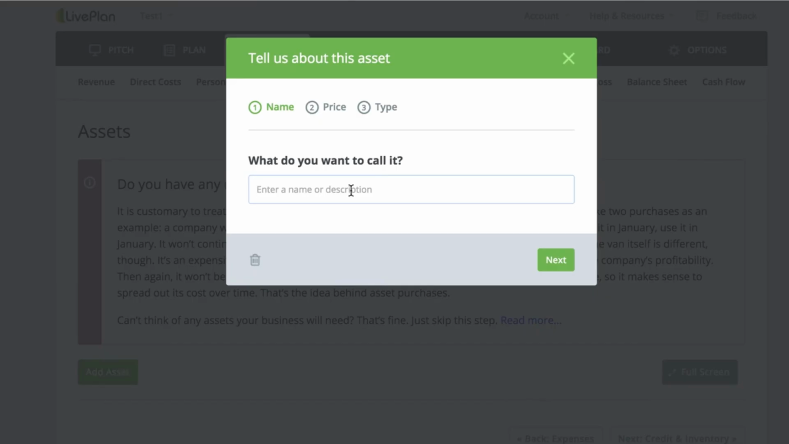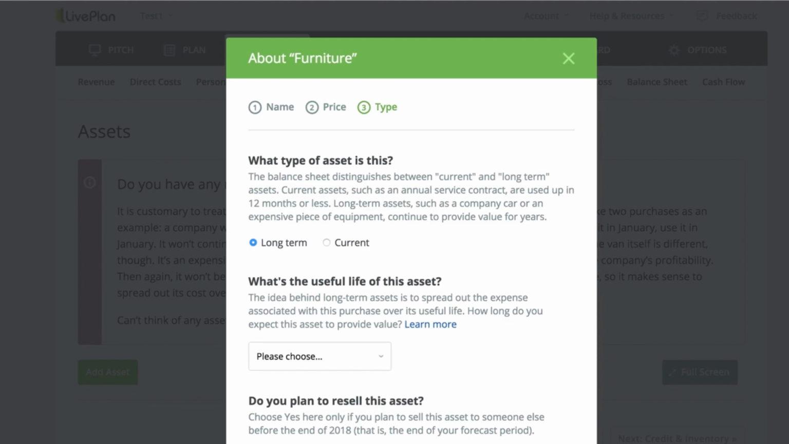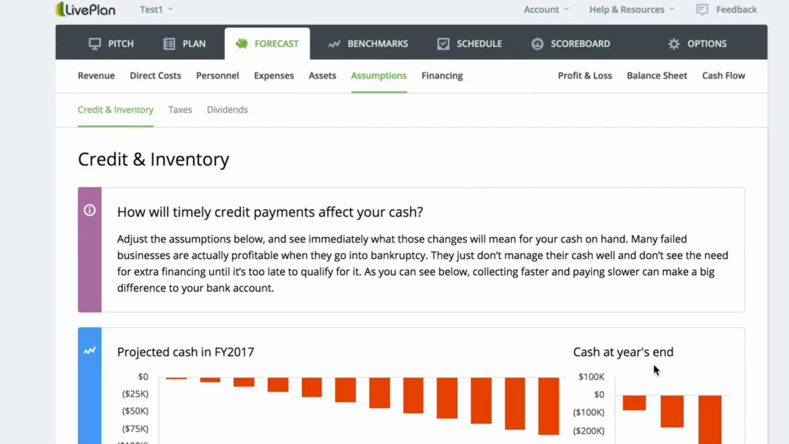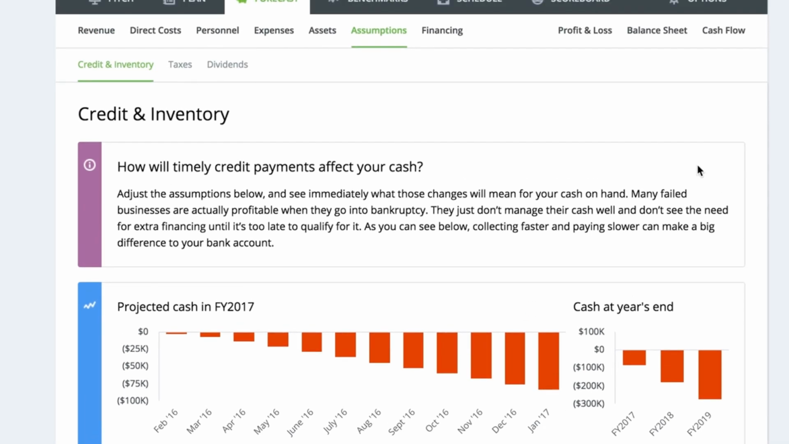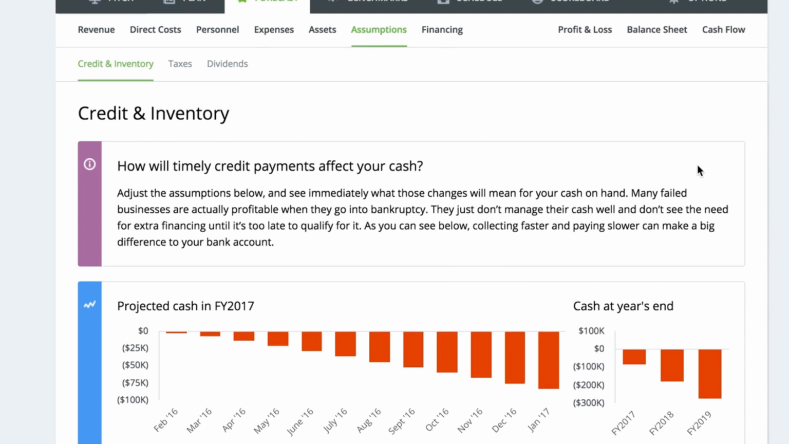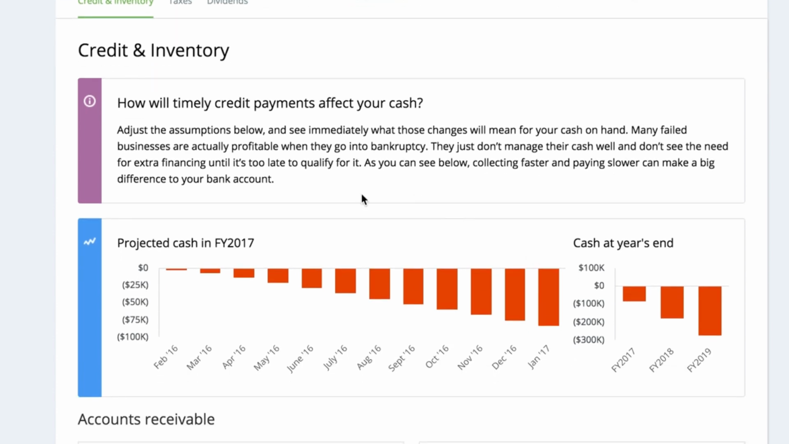So let's call it furniture, just for the fun of it. It's a one-time amount, and our buddy's going to make us a deal: for $2,000 he's got all the furniture we need to open up our restaurant. The next thing is credit on inventory. Don't get too confused on these kinds of things. There's plenty of help. Anytime you get in trouble, you can click on help up here in the help and resources.